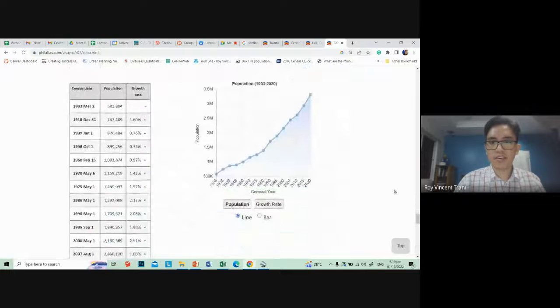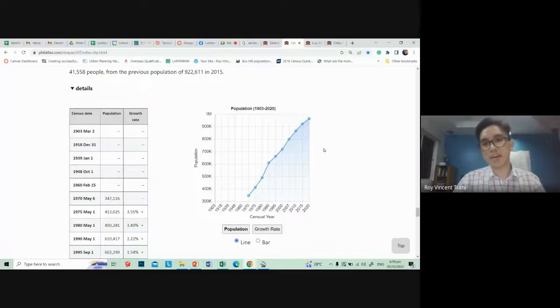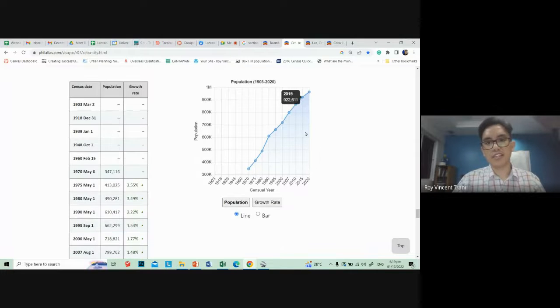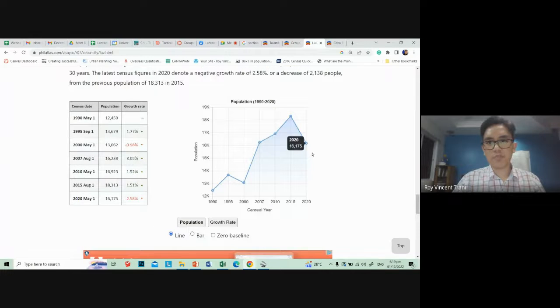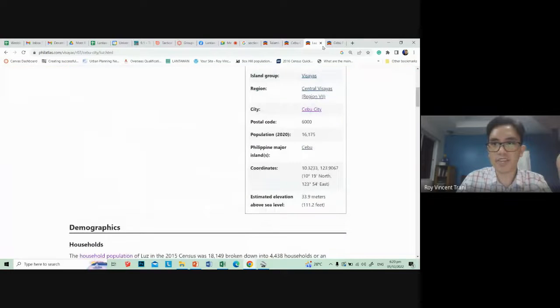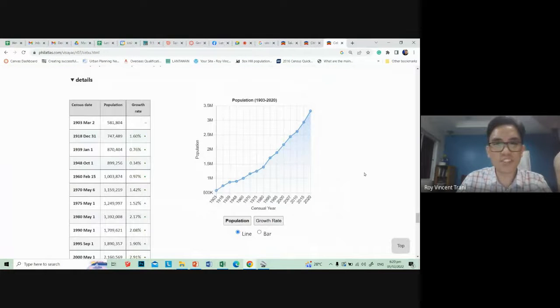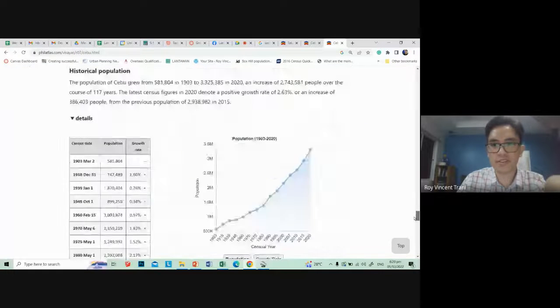So in the case of any project in Cebu City, since Cebu City is increasing in population, we can say that people are decreasing there. We can say that the provincial-wide population is decreasing. Oh, that's Barangay Luz, sorry. Where's Cebu province? This is Cebu province? Cebu province, here we go.